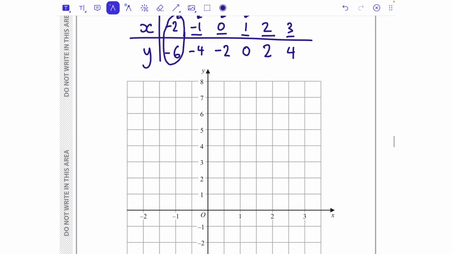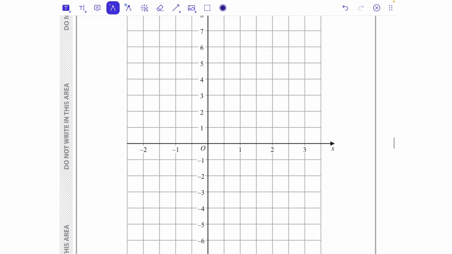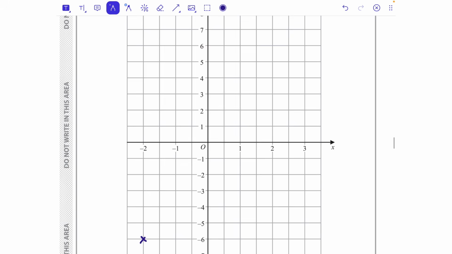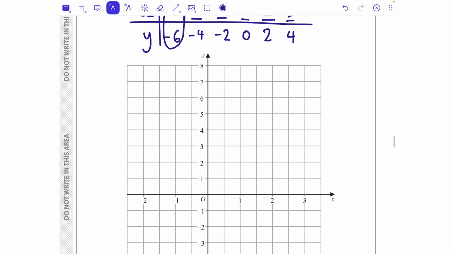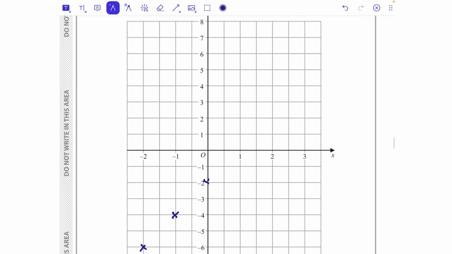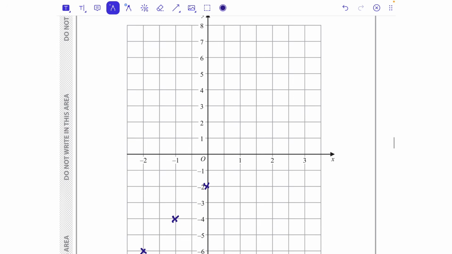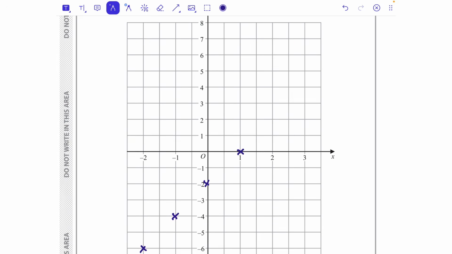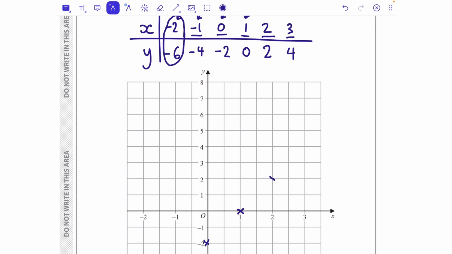So if I plot all those coordinates, I will get my answer. So minus 2, minus 6 is the first coordinate, that goes down there. Minus 1, minus 4, that's there. 0, minus 2, that's there. 1, 0, that's there. Then we've got 2, 2, which goes there. And 3, 4, which goes there.